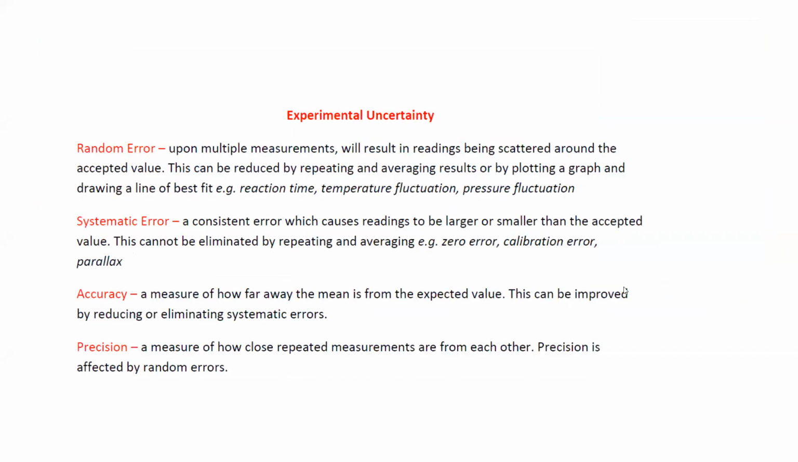Then experimental uncertainties. What are experimental uncertainties? When you carry out an experiment, due to the apparatus you are using or due to a certain change in condition, you might have errors in your result. So that refers to uncertainty.